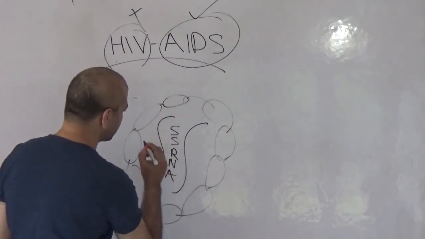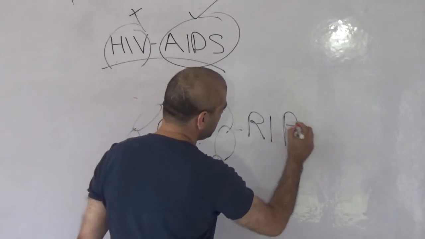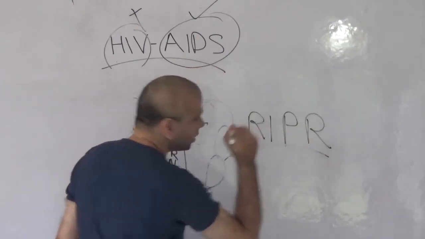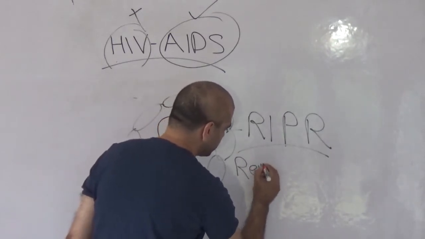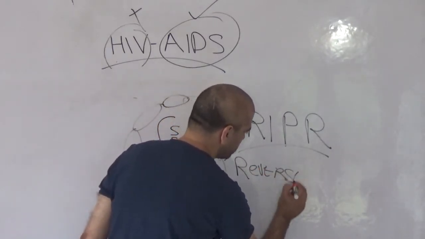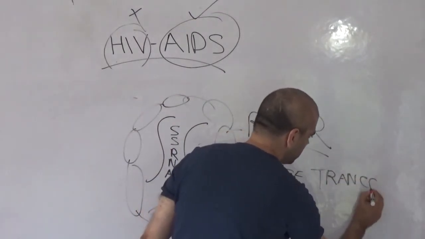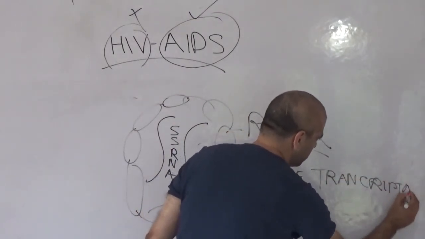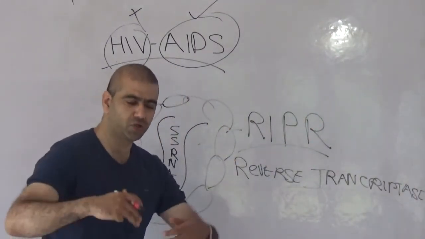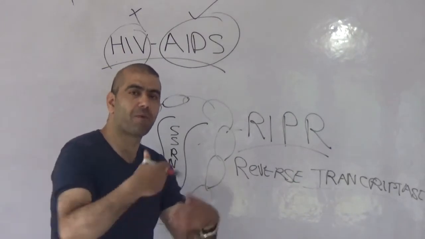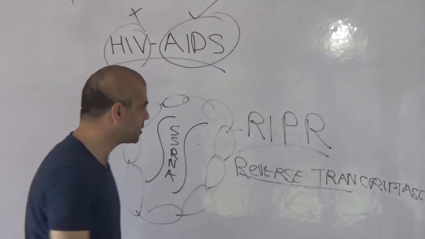Now it also has 4 kinds of enzymes. I will label them as R, I, P, R. R refers to the reverse transcriptase. Because if it needs to get integrated into the host, it needs to change its genetic material from RNA to DNA. So the first enzyme required is reverse transcriptase.